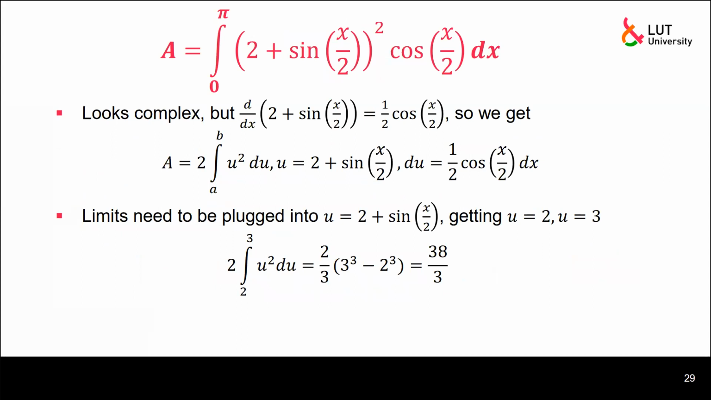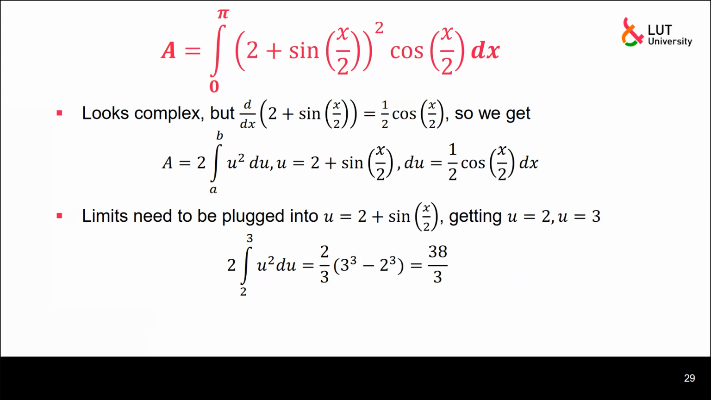Slightly more hairy, but we noticed that we have cosine, which is the derivative of sine. So we do have a replacement here. This becomes just u squared. And the limits are nice because they go from 0 to pi. So now I just replaced them with some a and b. I didn't want to calculate those yet, so we can plug those limits in there. We get u is 2 and u is 3 as limits. So from 2 to 3, this statement, we can calculate that and we get the answer.